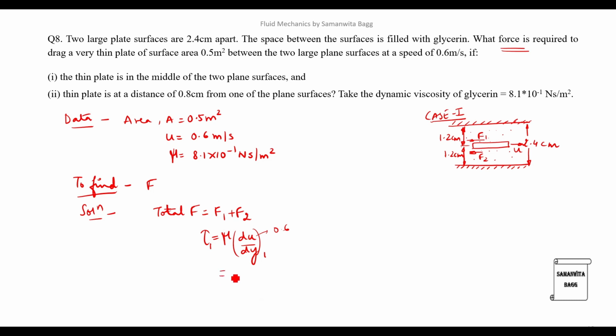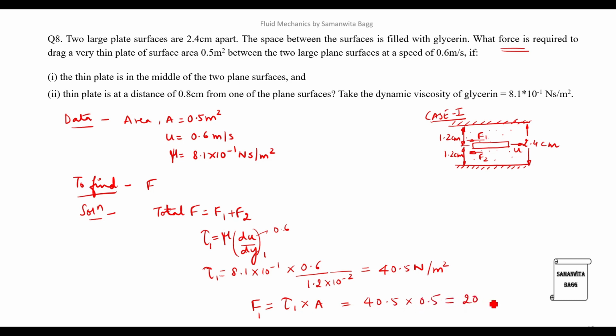So if I substitute here, this becomes 8.1 into 10 raised to minus 1 into 0.6 divided by dy, that is this gap. So it will be 1.2 into 10 raised to minus 2. So this gives you the value of tau, that is 40.5 Newton per meter square. So this becomes tau 1. Now, once you know the value of tau, we all know the formula of force. It is always shear stress, that is tau, into area. Now, area of the plate is constant. So, when you multiply this, it is 40.5 into area is 0.5. So, this becomes 20.25 Newton. So, that's the value of F1.